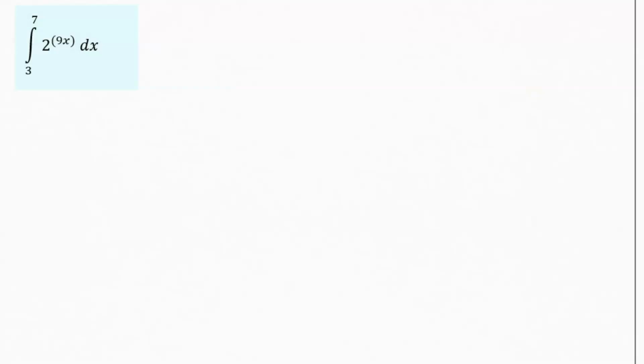This example asks us to find the definite integral from 3 to 7. So you know it's a definite integral when you look down at your problem and you have bounds on that integral symbol. So a lower bound and an upper bound that are numbers. From there, we're taking the antiderivative of this equation, 2 to the 9x dx.